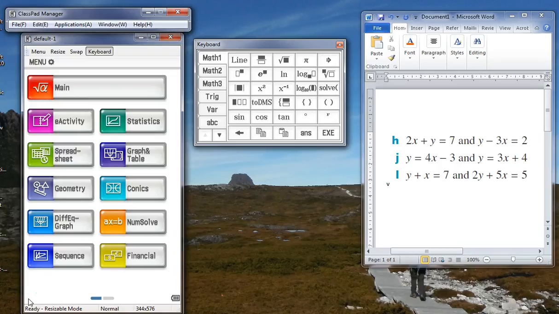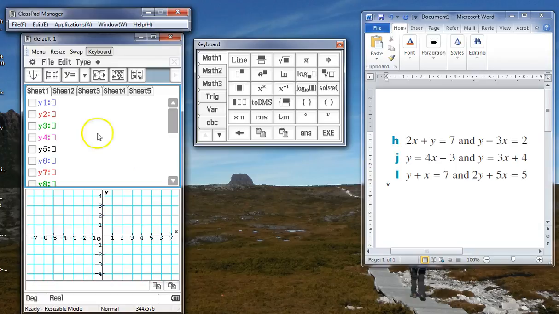In order to graph these and solve them graphically, we need to go into the graphs table and select that. Make sure if there's any text in there already, you go into edit and clear all. At the moment I have nothing in there, I'm just going to look across at my questions on this side of the page, and I'm going to look at doing J.